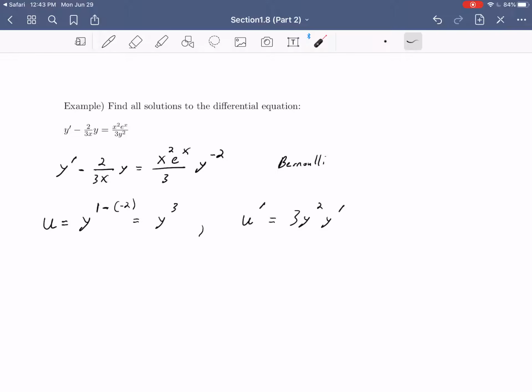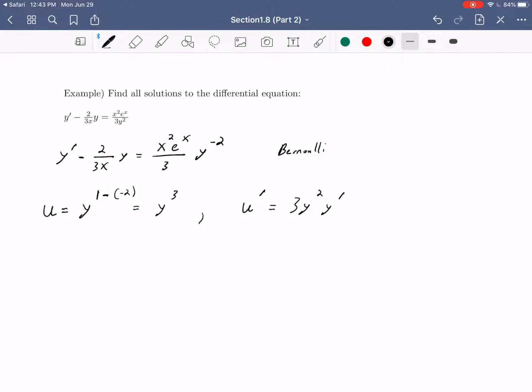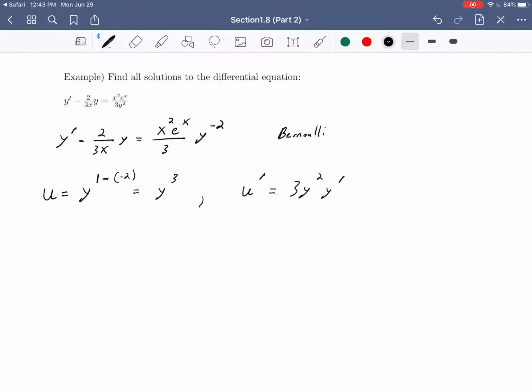Okay, now we know that to start actually finding these things in here, we don't see any of this stuff in this current format. So let's go ahead and multiply this over onto the other side. So we're going to multiply by y squared, or I guess divide by y to the negative 2. Since it's really a multiplication by y squared, we don't have to worry about getting any extra solutions. So we just multiply that over: y squared y prime minus 2 over 3x y cubed is equal to x squared e to the x over 3.